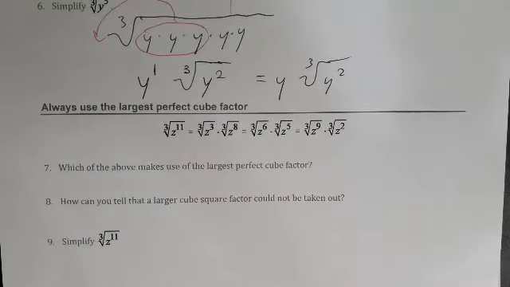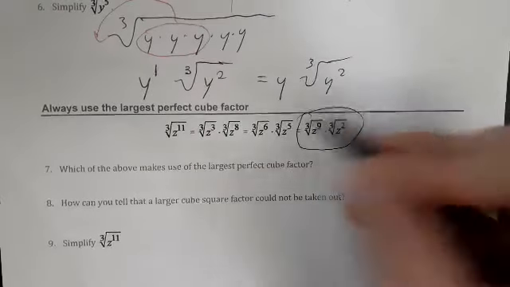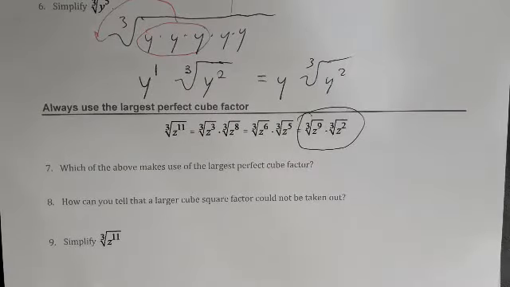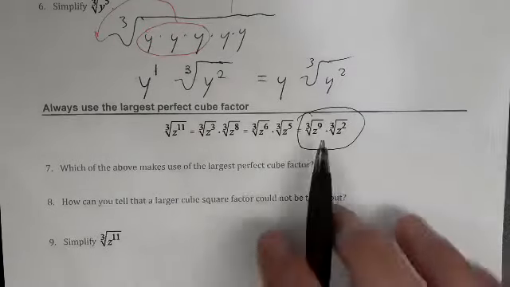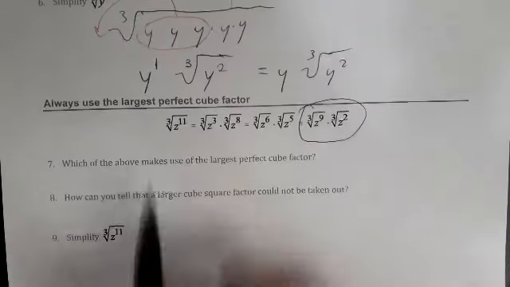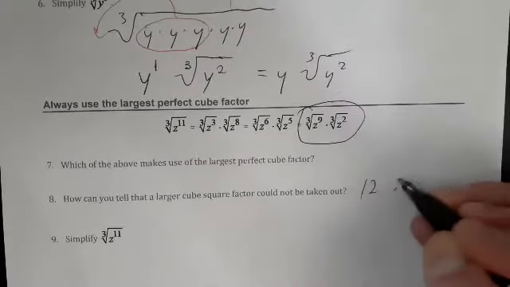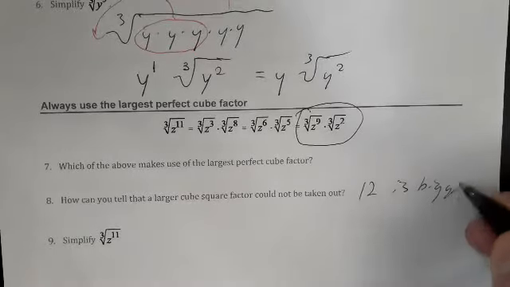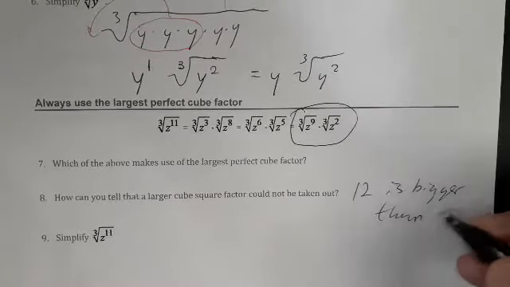Okay, so which of the above makes use of the largest perfect cube factor? It's this one on the end. How can you tell that a larger cube factor cannot be taken out? Because the next one is 12, and we're only doing 11. 12 is bigger than 11.